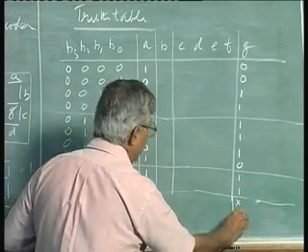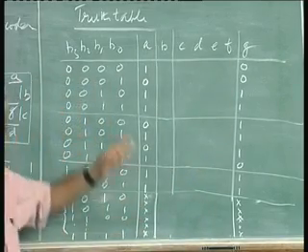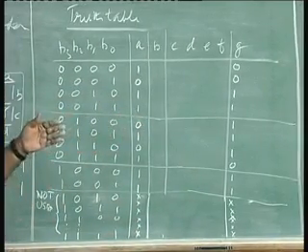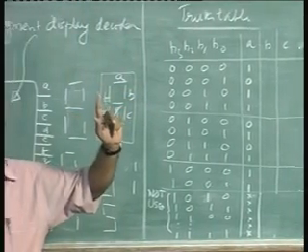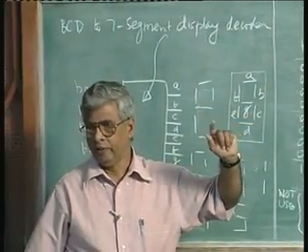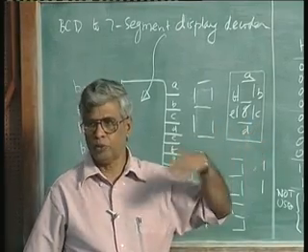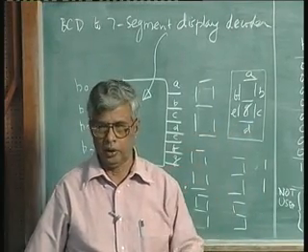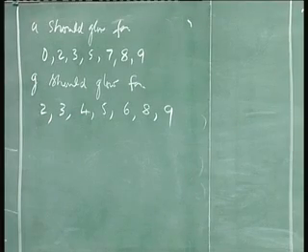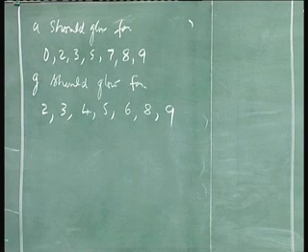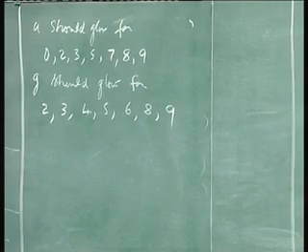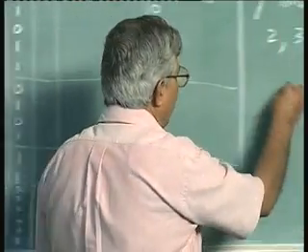You can finish the rest of the table by identifying the segments, identifying the codes or the numbers from 0 to 9 for which B should glow, C should glow, D should glow, and so on. Having done that, the next job is to do the K-map for A, identify the simplest possible solution, and then implement it using gates. Then do it for B, C, D, E, F, G. So let us do it for A, the K-map for segment A.